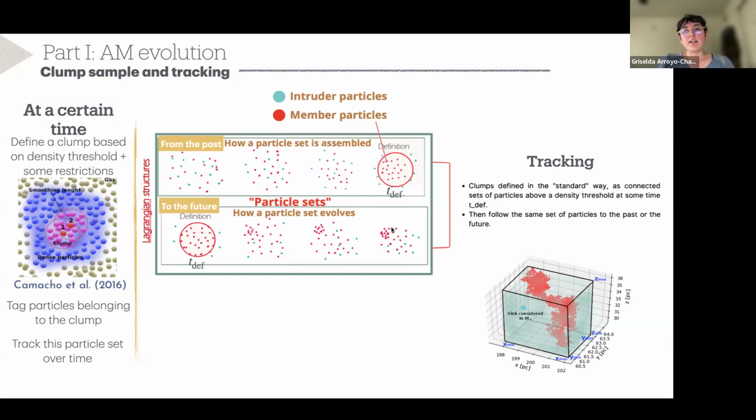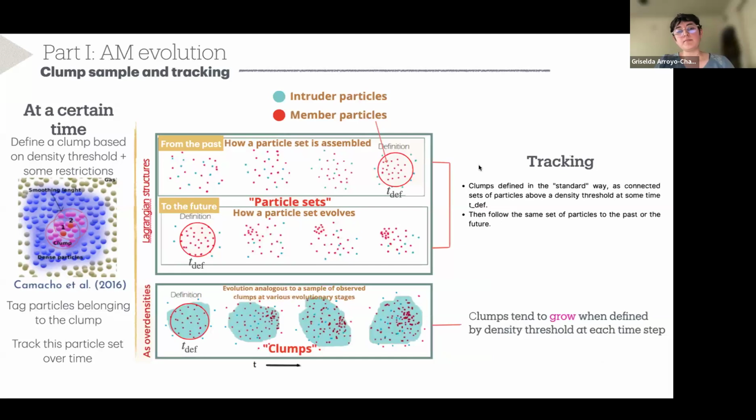We also track clumps as overdensities. So we apply the clump finding algorithm at each time step. So here we are not following the same set of particles. And the trend that we observe here is that even though the clump is collapsing in the center, the clump tends to grow. So we apply the same density threshold at each time. And what we see is they are growing in mass inside, but they are also collapsing inside.